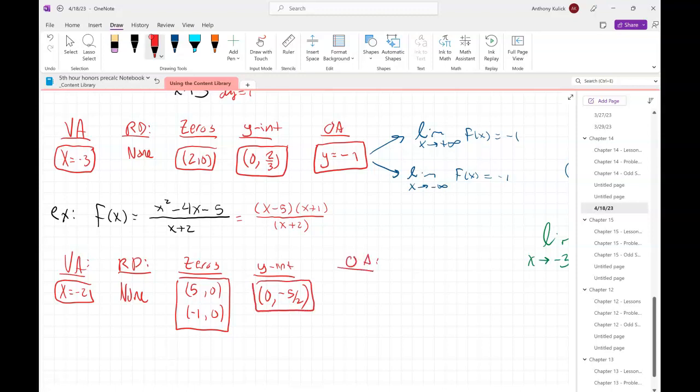Now here comes the bummer, though. If I do this, the degree of the numerator is 2. The degree of the denominator is 1. So what does that mean I'm going to need to do? Polynomial division.